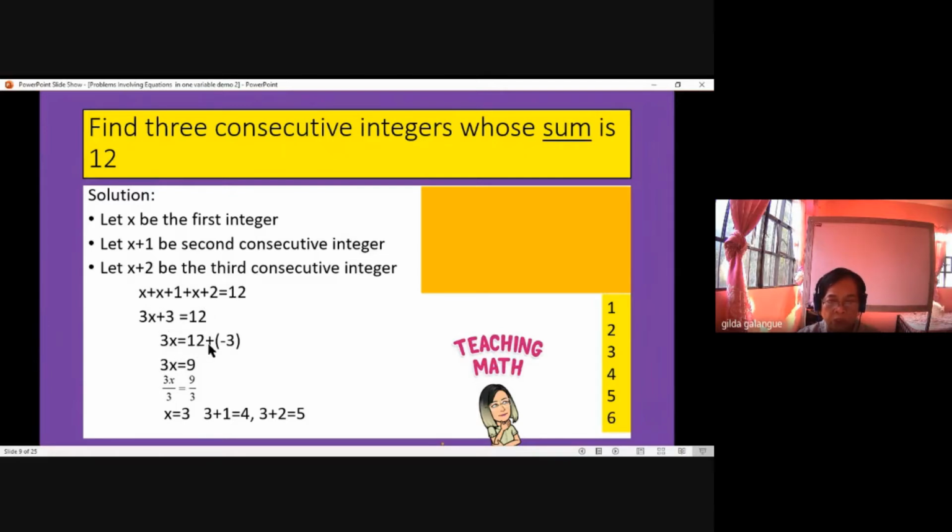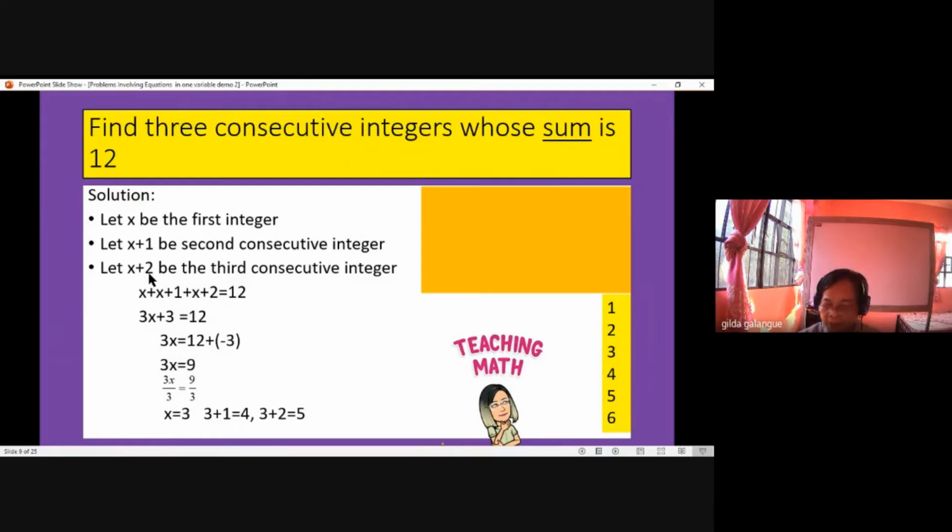So 3x equals 12 plus negative 3. 12 plus negative 3 is 9. Dividing both sides of the equation by 3, x equals 3. So what is x? x is 3, the first consecutive integer. This will become 3 plus 1. 3 plus 1 is 4. This will become 3 plus 2. 3 plus 2 equals 5.